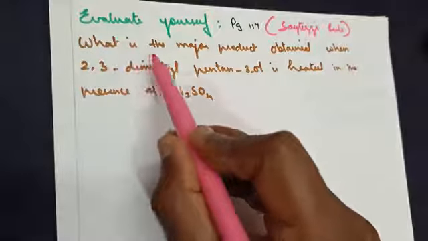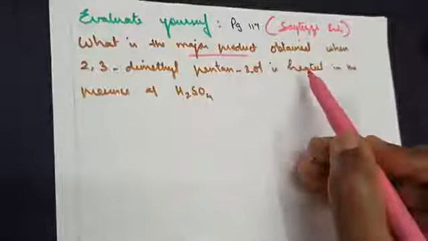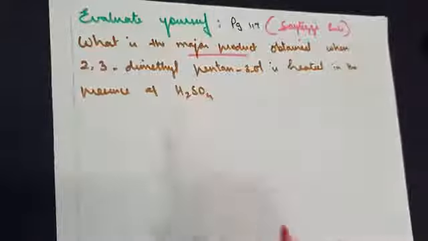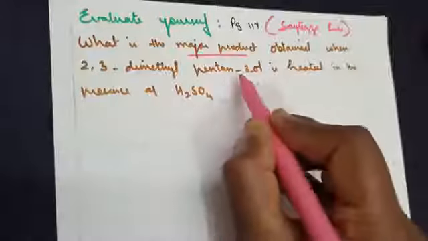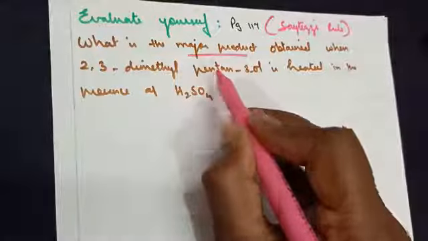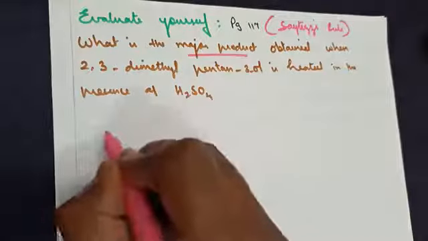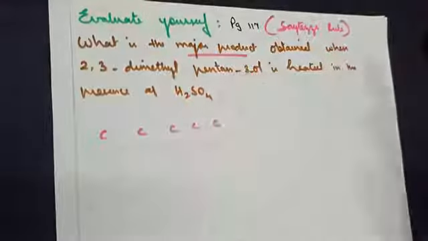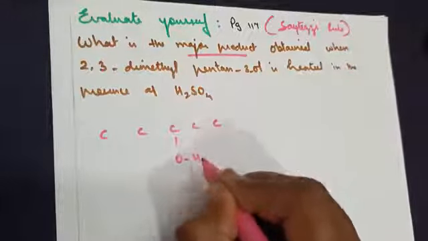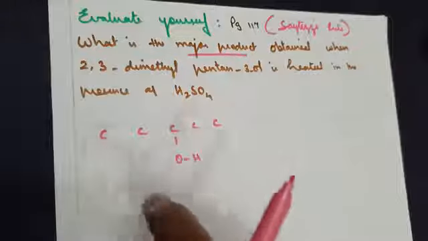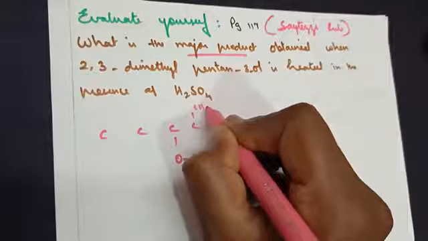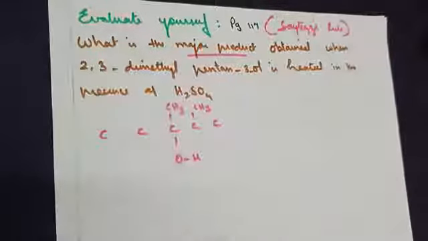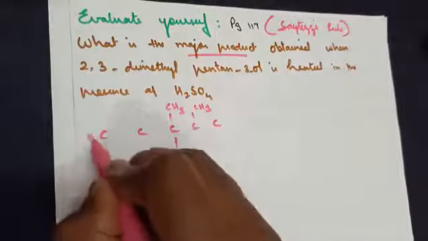The given question is, what is the major product obtained when 2,3-dimethylpentan-3-ol is heated in the presence of H2SO4? So first let's write a molecular formula for it. Pentane, when the word talks about 5 carbons, you should have 1, 2, 3, 4 and 5 carbons. 3-ol, when we say third carbon has got an alcohol group. 2,3-dimethyl, when you say second carbon has got a methyl substitution and a third carbon has got the methyl substitution.